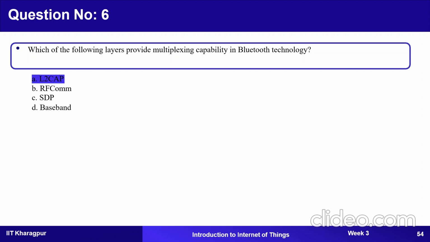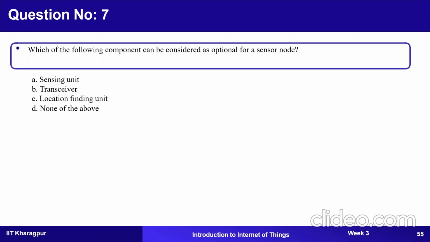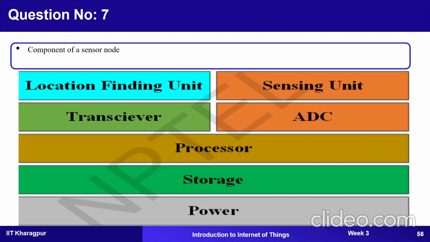The next question is: which of the following components can be considered optional for a sensor node? The options are sensing unit, transceiver, location finding unit and none of the above. First of all we will discuss the different components of a sensor node, and then we will discuss which of the following is optional. These are the various components of a sensor node.